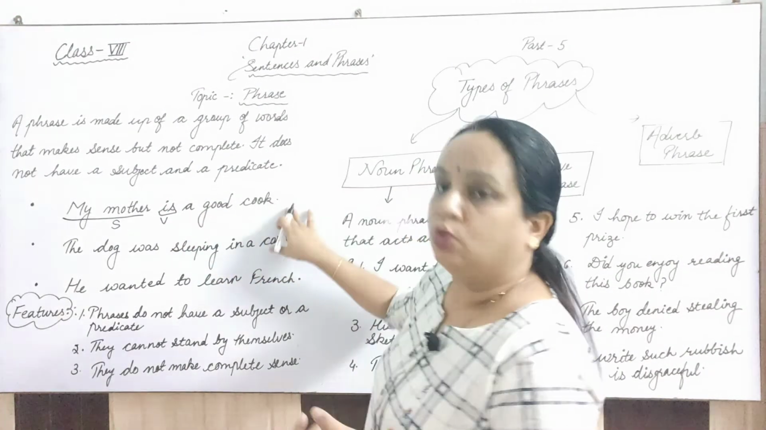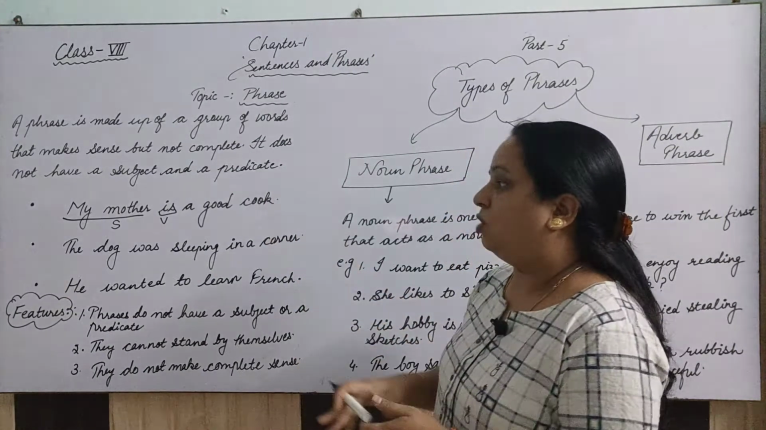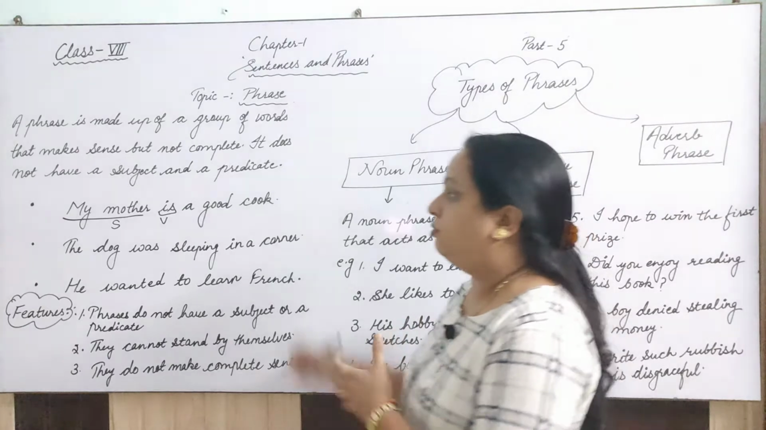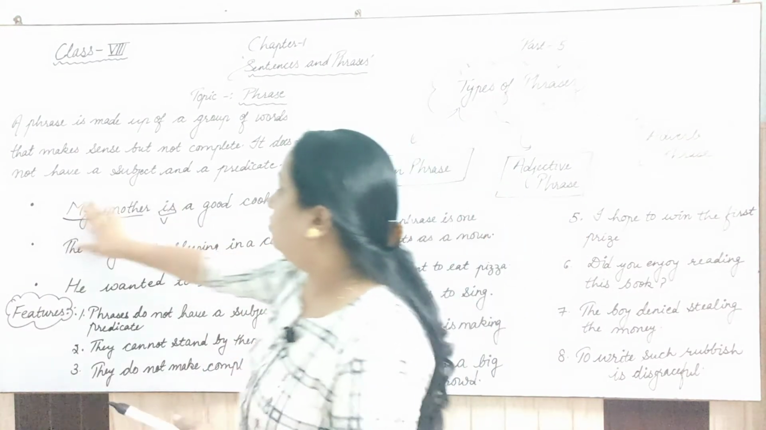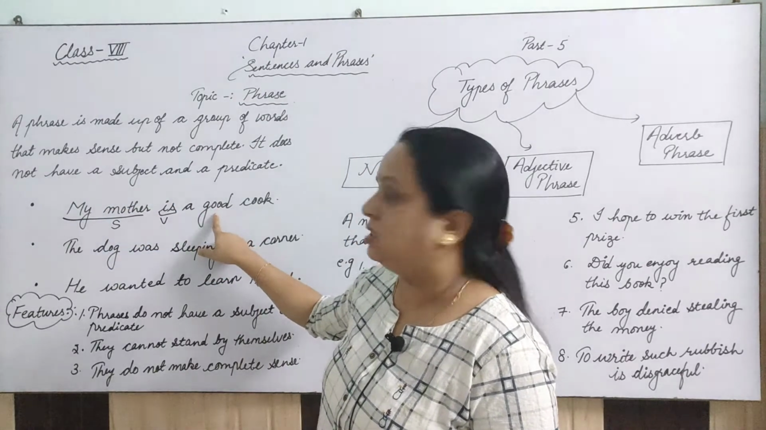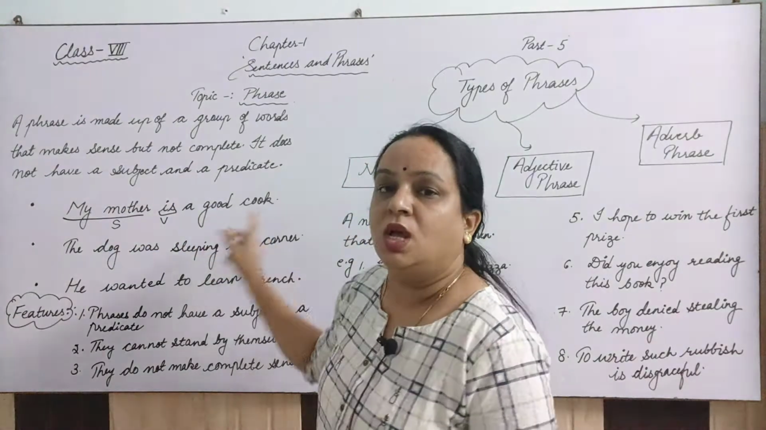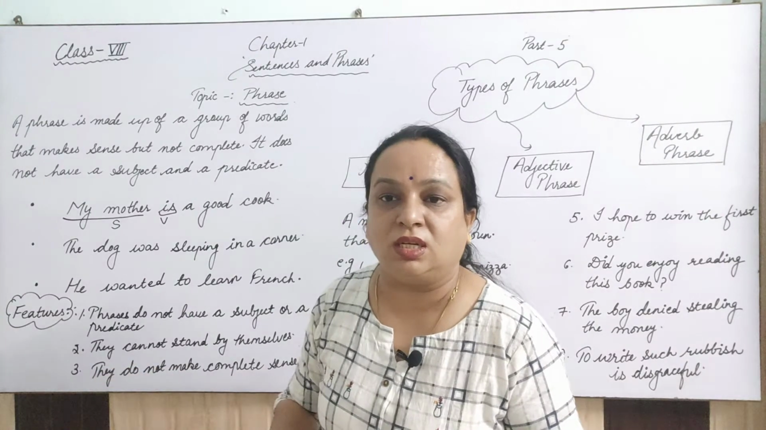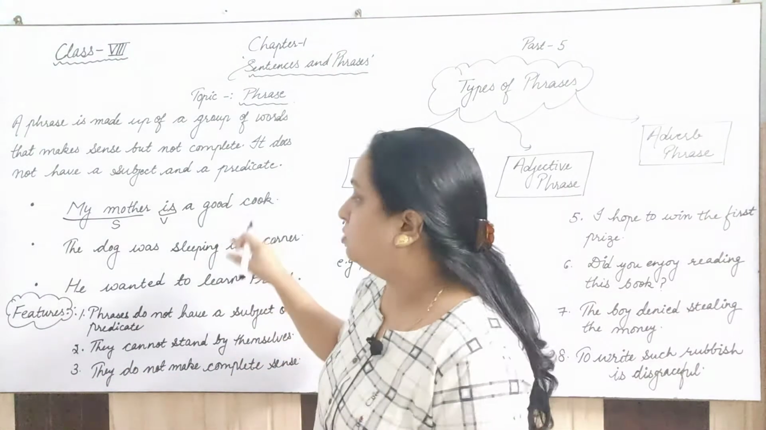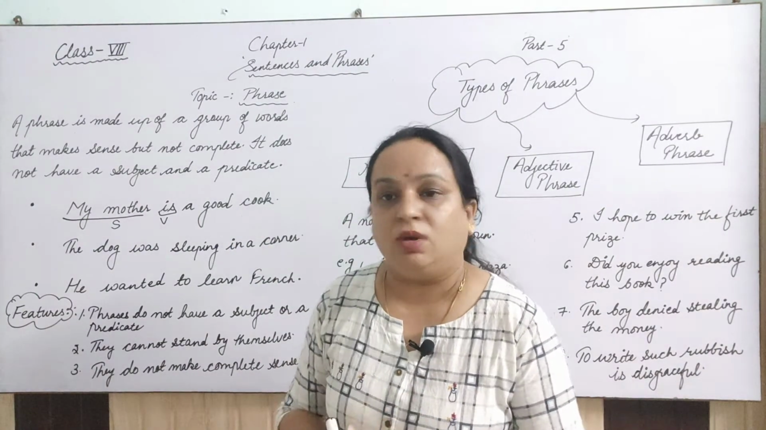A good cook, right? Now it is what I have to do. My mother is a good cook. So this part, a good cook, because if I'll just remove the sentence here, my mother is, so this rest of the sentence with me is a good cook. Now what is this? This is a phrase. This is a group of words, but this is not having a subject. This is not having a verb, right?